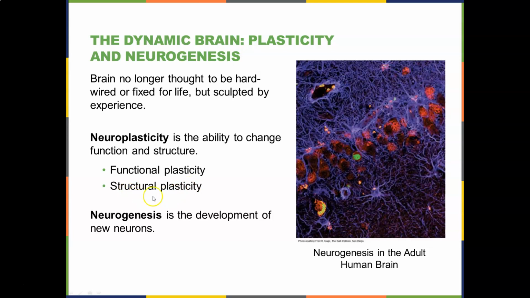And the same thing with structural plasticity. Basically, that means the brain can actually change structures or shape. So that can happen all throughout the lifespan of a person. And then last but not least here, I have this term called neurogenesis. That just means when new neurons are growing, are producing. Okay, so just be aware of that.